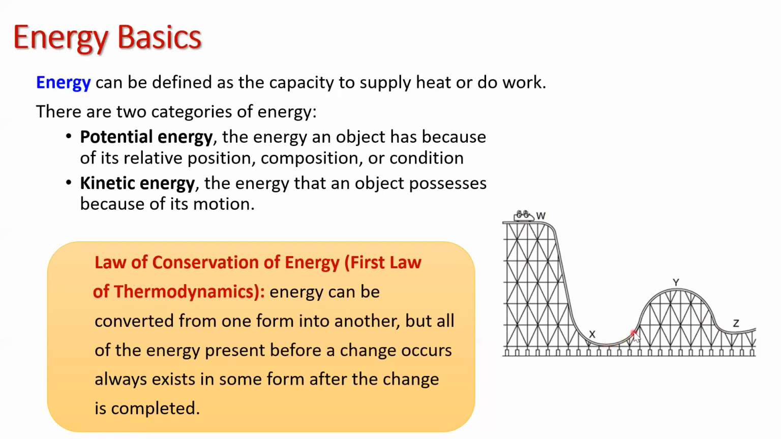And then as it moves back up the hill, the kinetic energy is converted back to potential energy, and the car is at its highest potential energy and lowest kinetic energy here. And that process just continues on down the roller coaster.